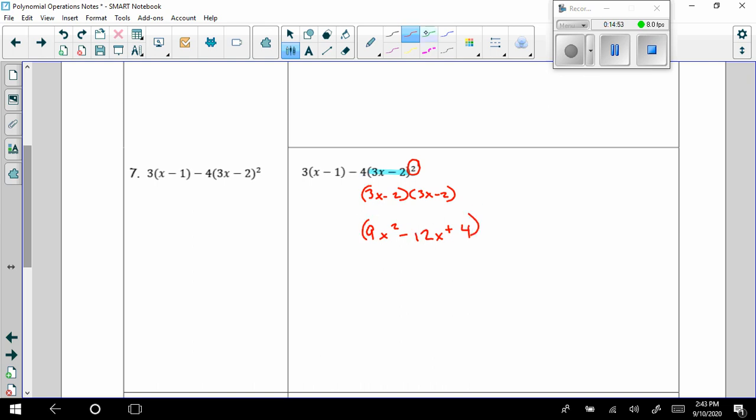This is still in parentheses because this 4 needs to come down. And this whole thing needs to come down. Okay. The next thing I do after that is actually get rid of my parentheses. I'm going to distribute here and here. So I have 3x minus 3 minus 36x squared plus 48y plus... that's a plus sign, sorry. That's not a fourth. Minus 16.